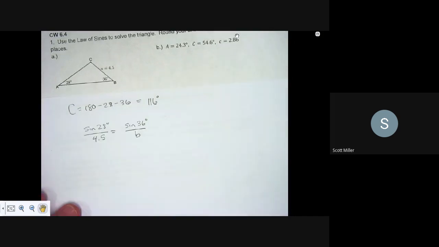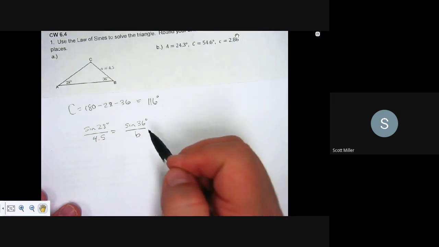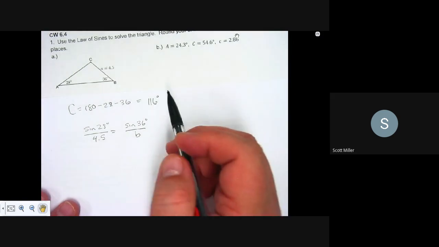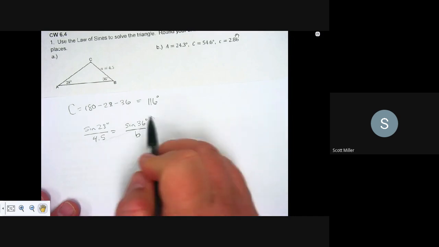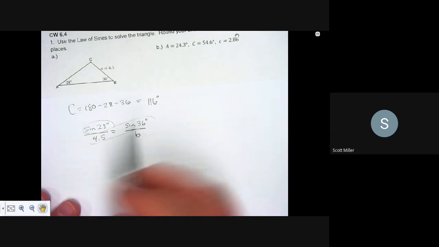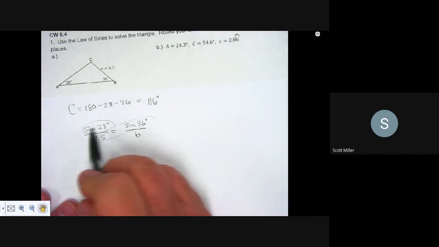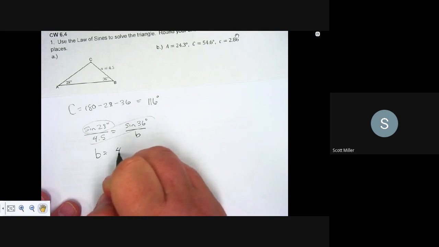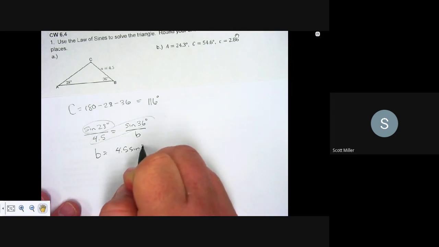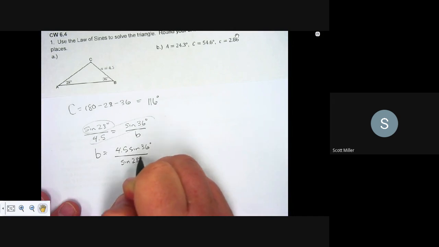And so you end up with this proportion. To solve this, we cross multiply and solve for B. You can do this in one step by simply remembering that to solve for B, I'm going to multiply the diagonal and then divide by the third number. So multiply the diagonal that has only numbers in it, and then divide by the third number. I can write it as B equals 4.5 times the sine of 36 degrees divided by the sine of 28 degrees. And so that is B.